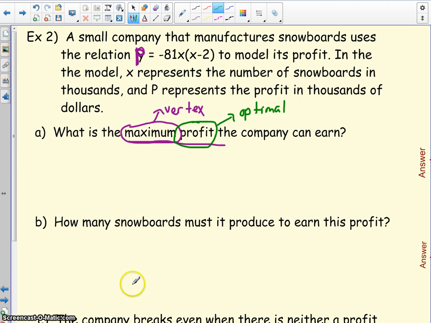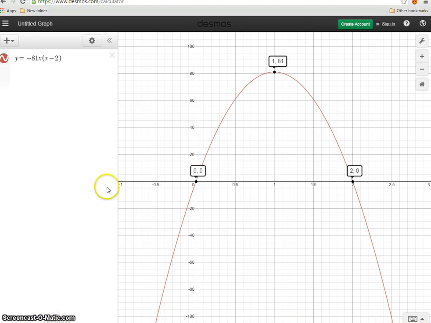Okay, so again, to help us with the visual here, we can always take a look at the graph by plugging into Desmos. So here's our graph. I have y equals negative 81x(x minus 2). Here's what it looks like. So again, remember here x represents the number of snowboards, and it's in thousands. So that's along our x here, and y, or a p-value in thousands, is our profit along the y value.